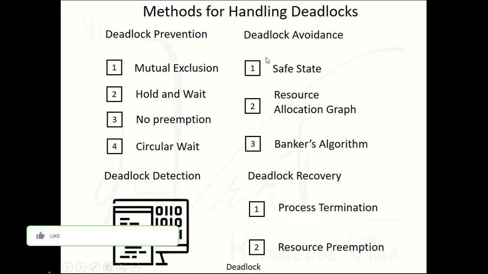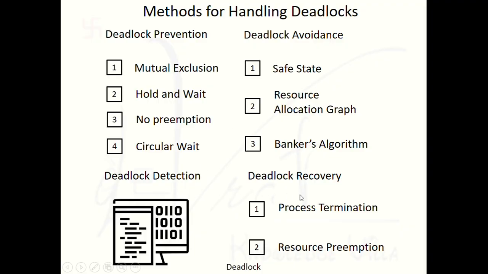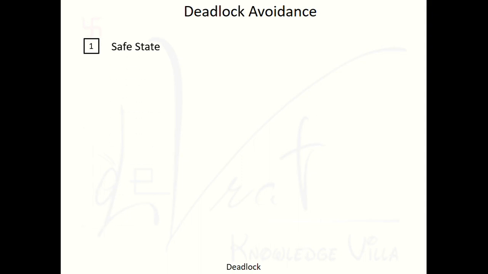Now we are discussing deadlock avoidance. So prevention and avoidance are the pre-strategies before the system reaches the deadlock state, and detection, recovery and ignorance are the post strategies after the system reaches the deadlock state. Let's start discussing safe state without wasting time.